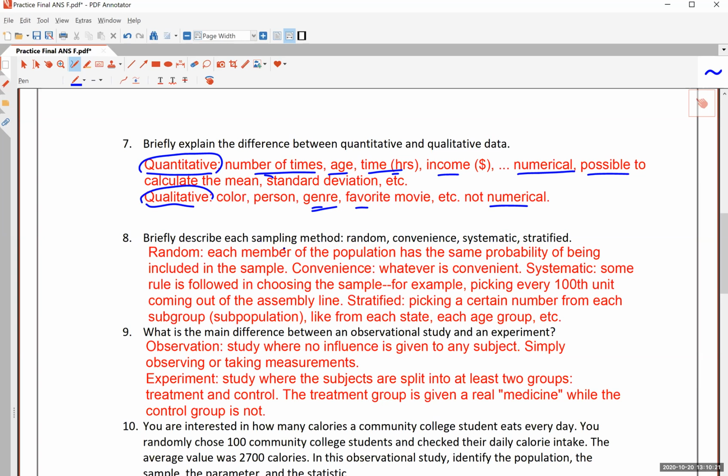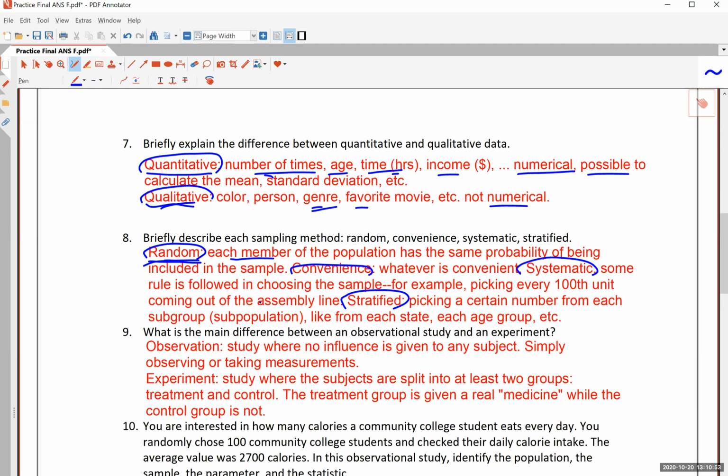Number 8, describe each sampling method. So you have random sampling method, convenience sampling method, systematic sampling method, and stratified. Random just means that any member or every element or every person in the population has the equally likely probability of being picked in the sample. This is the hardest one to perform or to implement, but it is the best one to avoid bias.